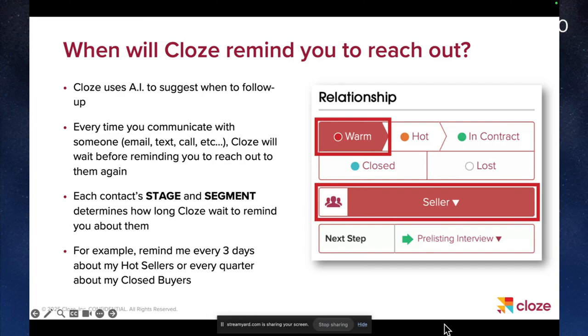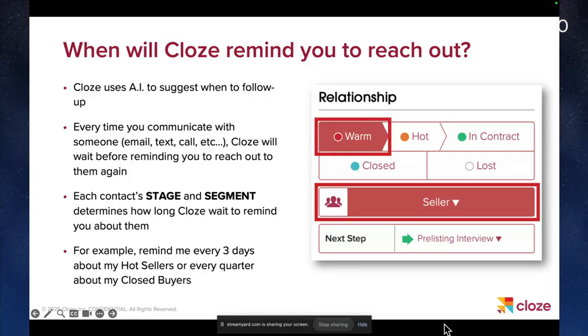So I could say for warm sellers, remind me every 3 weeks. For hot sellers, I could say remind me every 3 days. In contract could be every 3 days, whatever makes sense. And so if I'm not talking to that warm seller every 3 weeks, it's going to remind me. If I'm not talking to that hot seller every 3 days, it will remind me. But if I'm continuously talking, it won't remind me at all.